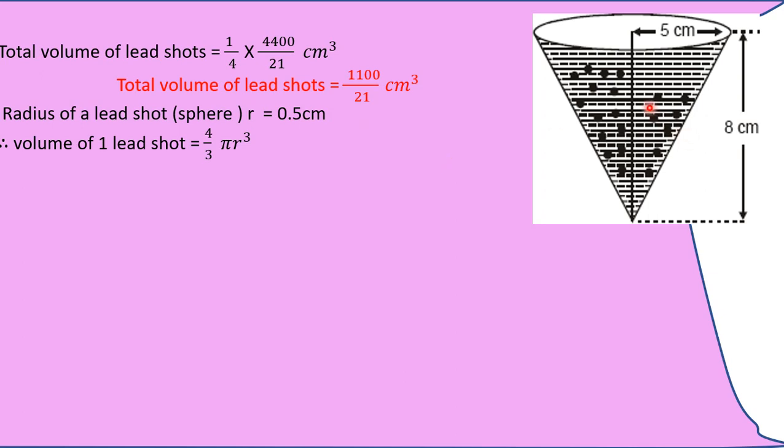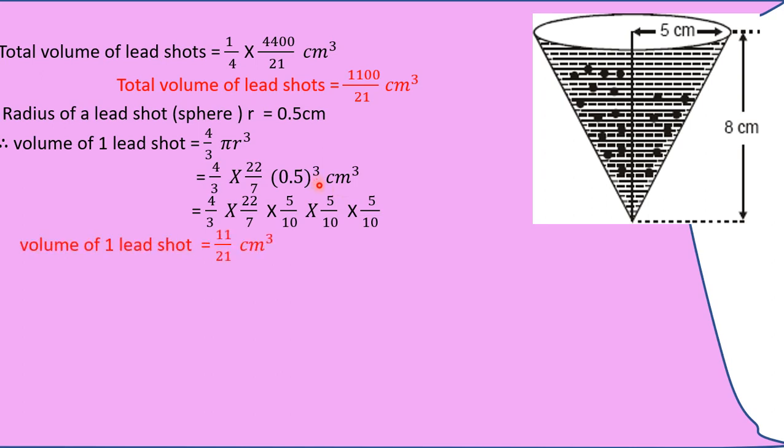Now again, the small lead shots are dropped into the water. So radius is given 0.5 centimeter. We can find out the volume of one lead shot, that is in the shape of a sphere. So volume of one lead shot is equal to volume of sphere, 4 upon 3 pi r cube. Now putting the values, we get 0.5 cube, which after removing the decimal we can write as 5 by 10 into 5 by 10 into 5 by 10.